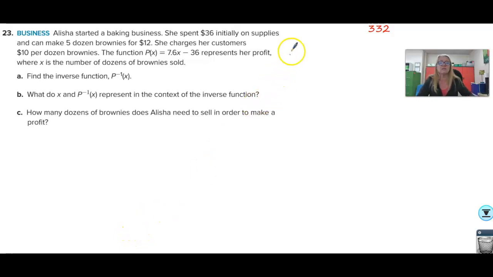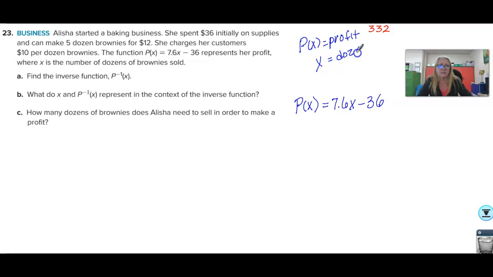Okay, so we're going to do this in a very organized fashion. First of all, the original equation is P of x equals 7.6, more decimals, x minus 36. And they're telling us that P of x is profit, and x is the number of dozens of brownies. Equals the dozens of brownies.